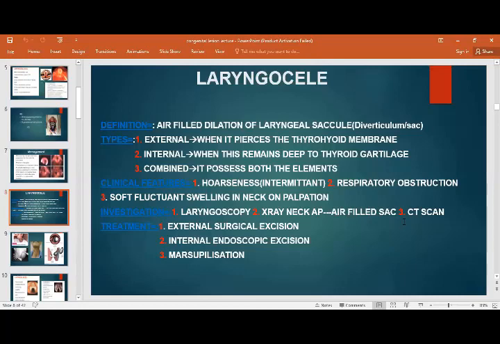And sometimes we will definitely go for CT scan when there is an internal type of laryngocele. So again, as with every swelling, the treatment would be surgical excision, or if it is present internally, then there is internal endoscopic excision. Marsupialization means when there is a combined form, then we need to excise it externally, and we will not close it, rather we will staple its edges on the lateral side. This is called marsupialization.